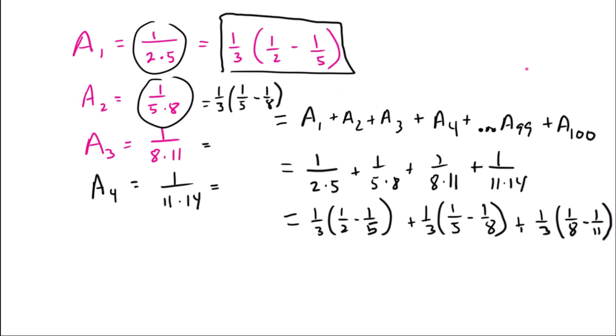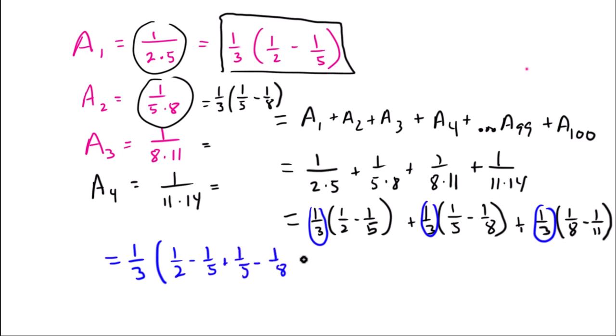It looks like I can factor out the 1/3. In every term, I have a factor of 1/3. So I'm going to pull out 1/3 from the entire summation. And that would leave me these fractions: 1/2 minus 1/5 plus 1/5 minus 1/8 plus 1/8 minus 1/11 plus 1/11, and I'll just keep going on and on until my final terms, whatever that might be for A100.